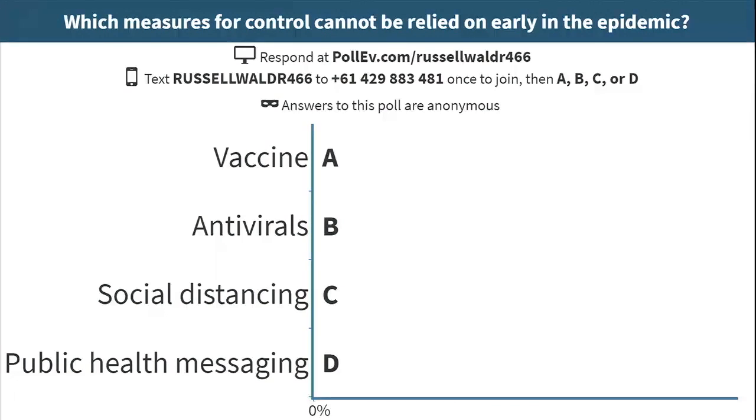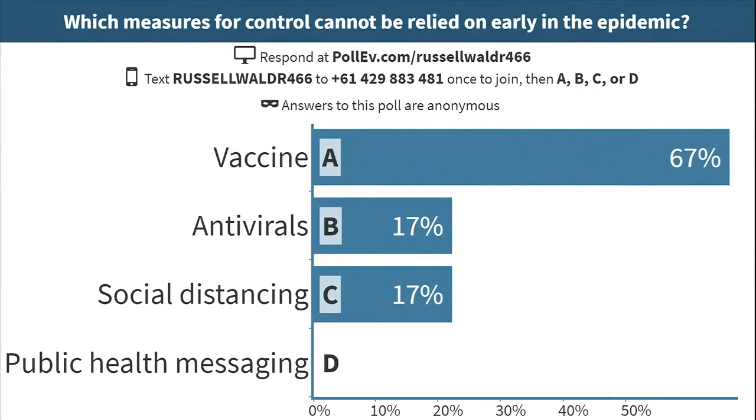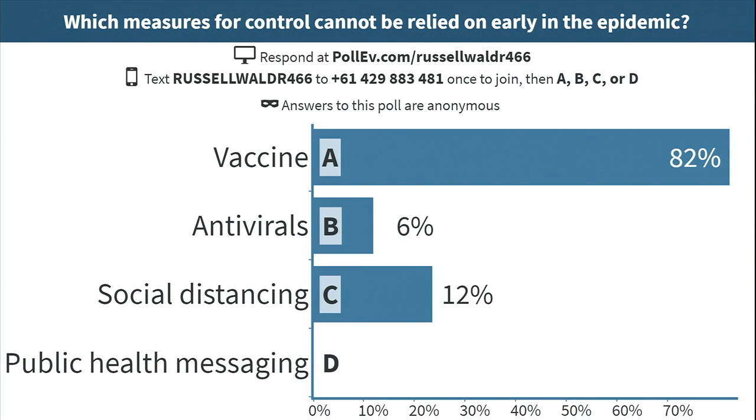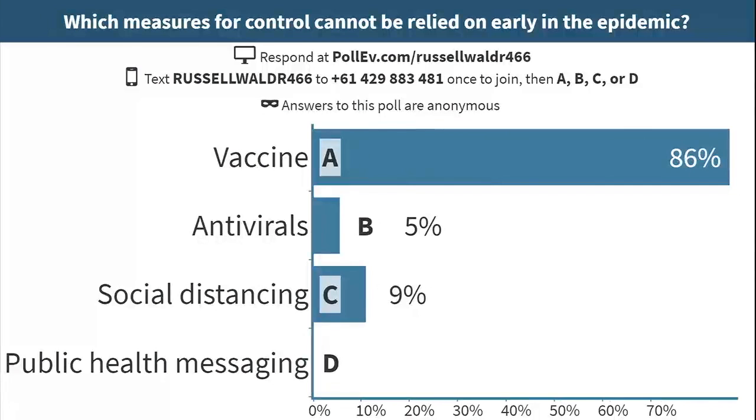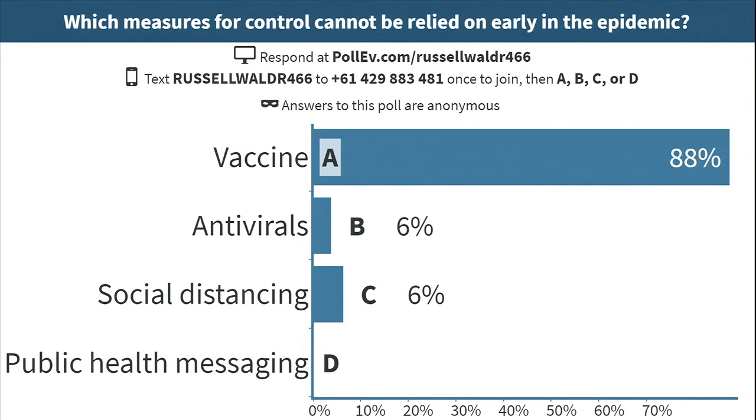Okay. Sorry? No, it's to develop a vaccine. And it's a wall, not a fence. Okay, which measures for control cannot be relied on early in the epidemic? Oh, we have a very smart audience here. Okay, some changing votes. Peer pressure.